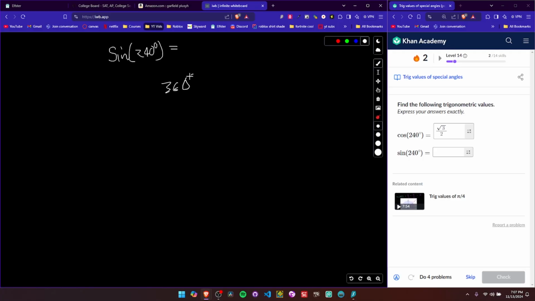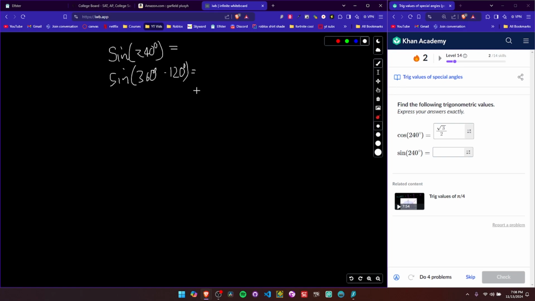360 degrees, that's one full rotation. So how do we get from 360 degrees to 240 degrees? We can subtract 120 degrees from it. So we can rewrite sine of 240 degrees as sine of 360 degrees minus 120 degrees. It's still going to give us 240.